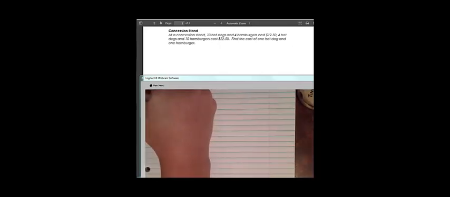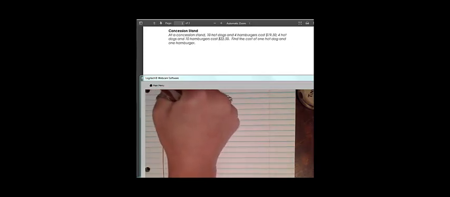So we have hot dogs and hamburgers. Those are our 2 variables. So they both start with H's. So I'm going to let hot dogs be a D, and I'm going to let hamburgers be an H. Again, these are just the ones that I'm choosing. If you have other letters you want to use, you can do that.